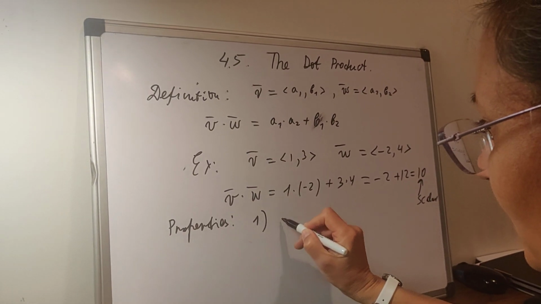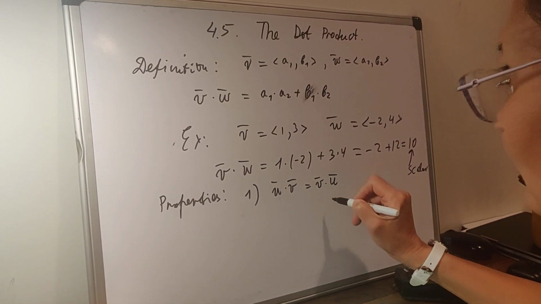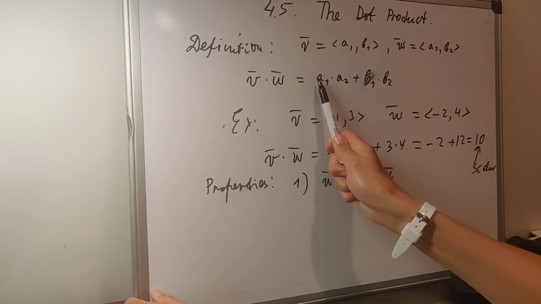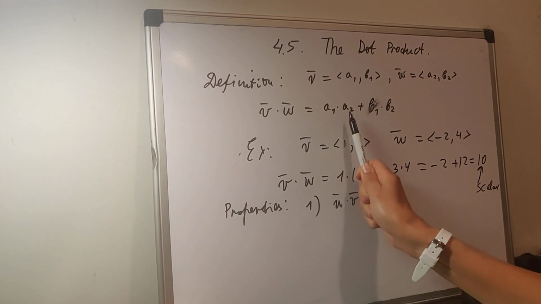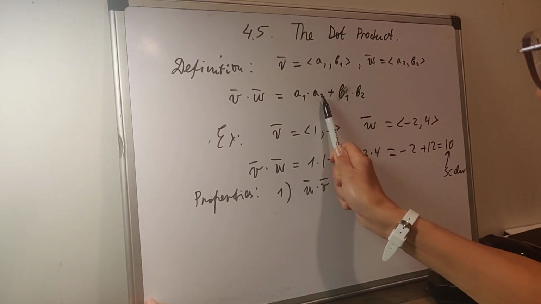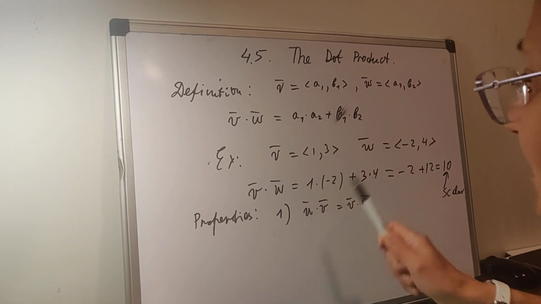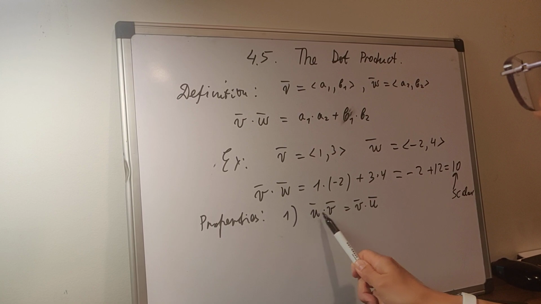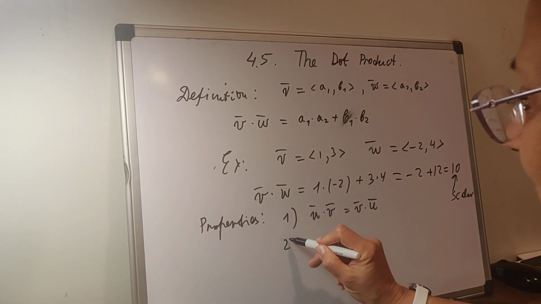Property number one. If I multiply u by v, it's going to be the same as v by u. Well, if you just look at the definition, if you switch v and w here, you're going to just switch a2 and a1, b2 and b1, because they are just products. It does not matter. They're going to give you the same numbers, so the result is going to be the same. So for the multiplication of two vectors in any order, the dot product is going to give you the same result.